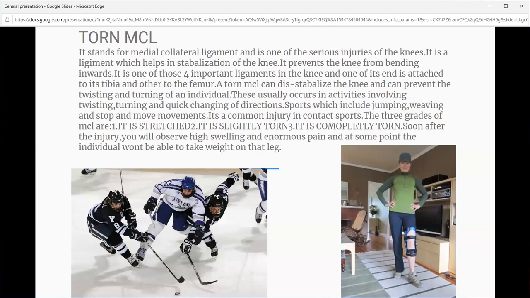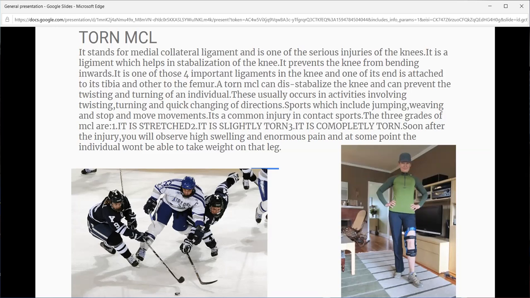So, torn MCL. It stands for medial collateral ligament, and it is responsible for various injuries of the medial knees. So, what did I say? I said medial. You said medical. Oh, sorry, medial collateral ligament. It is a ligament which helps in stabilization of the knee. It prevents the knee from bending inwards. So, we can't bend our knee inwards because of this MCL ligament.